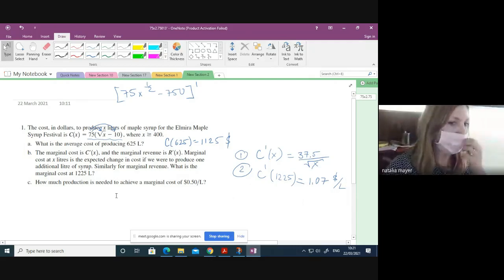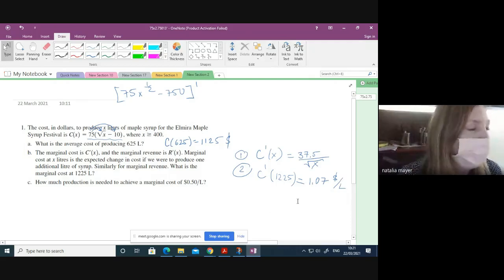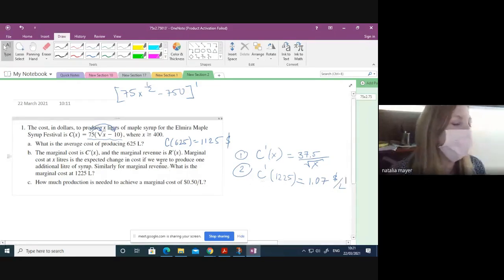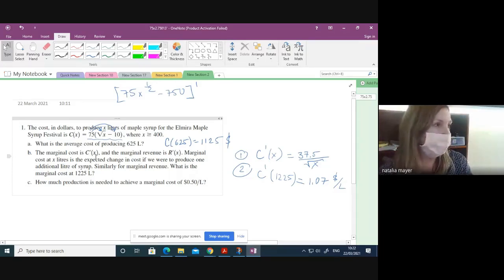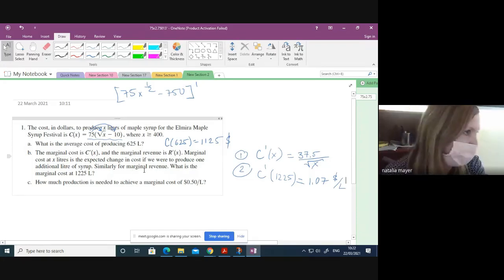How much production is needed to achieve, just a second, a marginal cost? You have a question about B? Yeah, please. Where's the R prime of X? Here it's just an info. They're telling you that marginal cost looks like this, marginal revenue looks like this. But they don't ask you the question about revenue because the revenue function is not given to us.